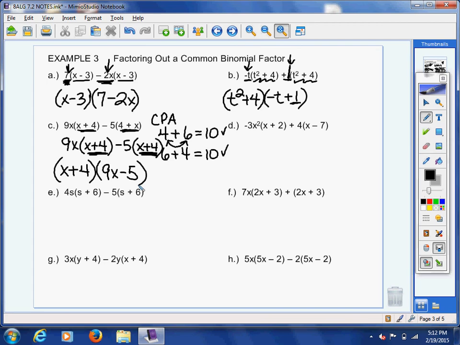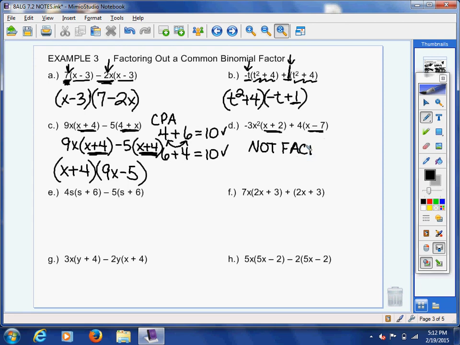Okay? Now let's look at letter D. Letter D is very tricky. Look at the quantities. Are they common? Is x plus 2 the same thing as x minus 7? And the answer is no. So this is not factorable.